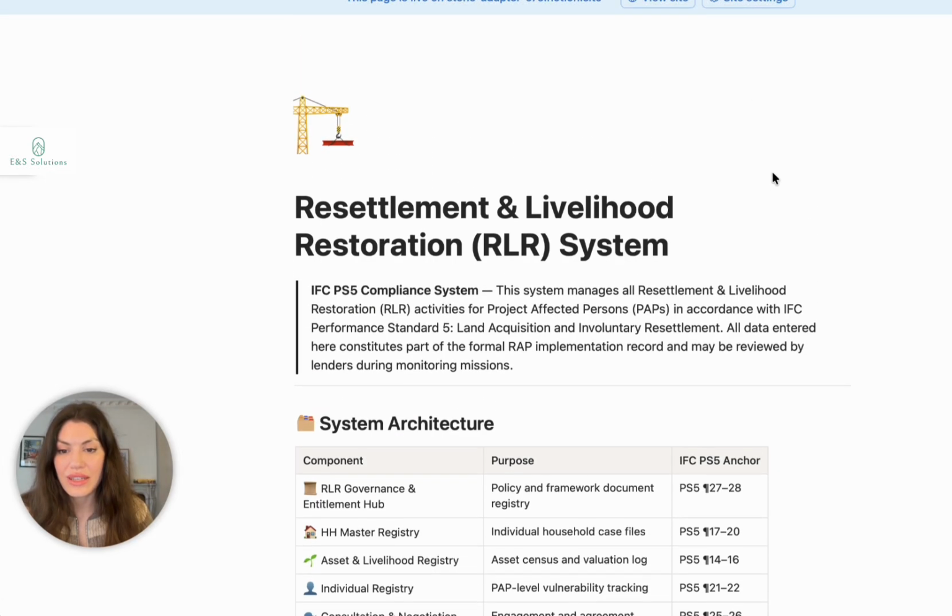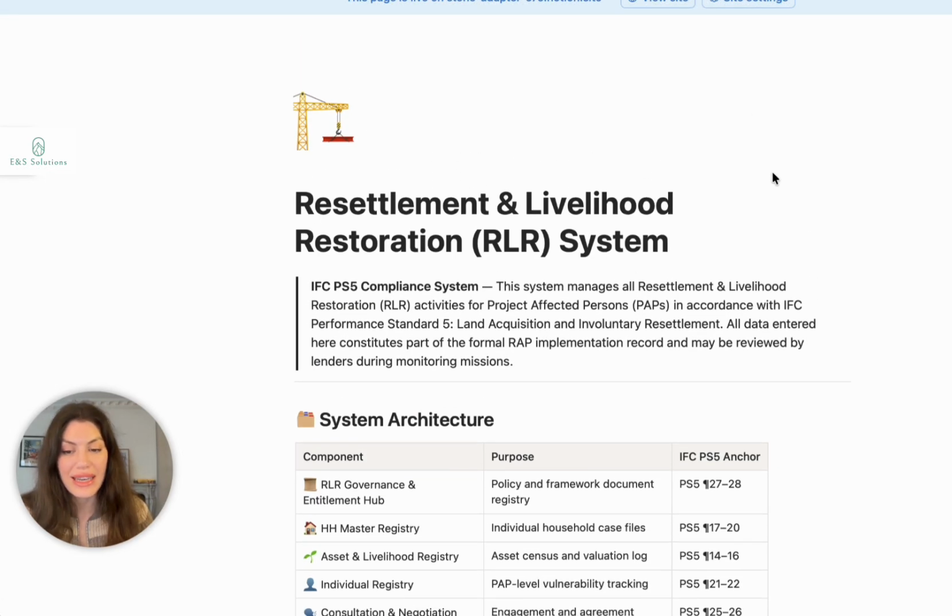Resettlement is often the number one cause of project delays and reputational damage, conflict with the communities. The Resettlement and Livelihood Restoration Master System brings transparency to land acquisition and involuntary resettlement, ensuring that you meet the strict requirements of IFC PS5, EBRD ESR 5, or other requirements from international lenders.